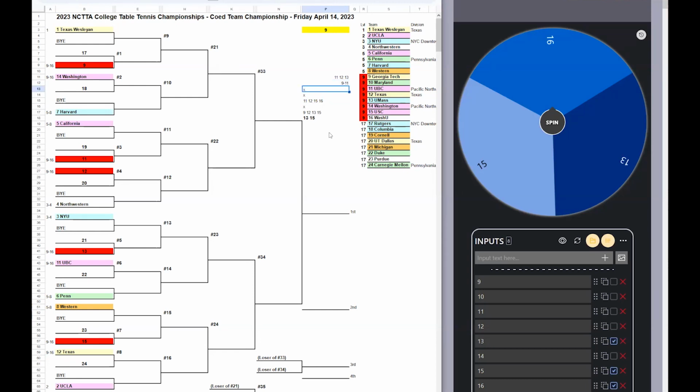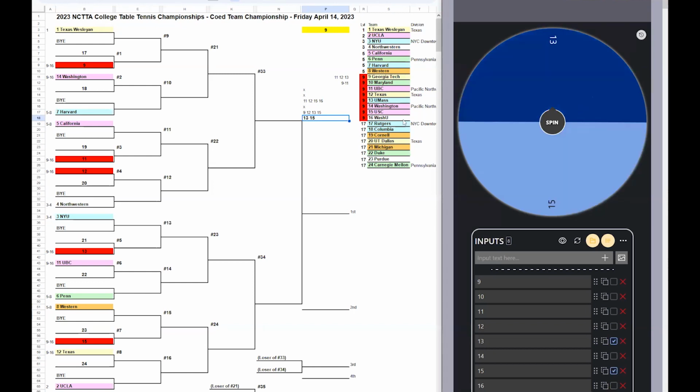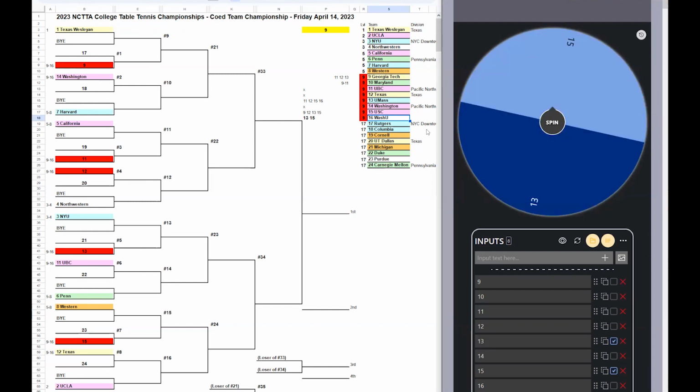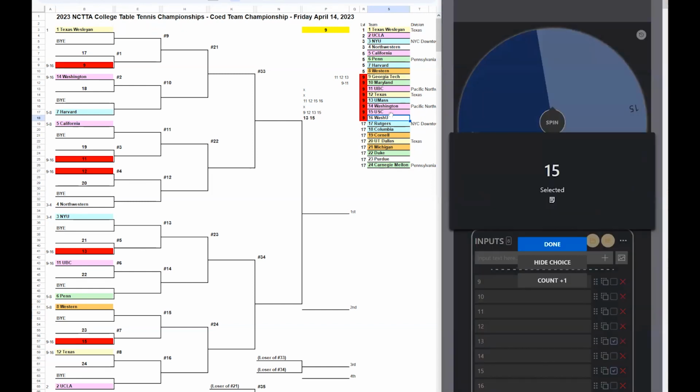Okay, there's still a fair number of spots for most teams. WashU has only 2 spots they can go into, so I'm going to draw them next. Drawing for WashU into 13 or 15. Okay. WashU is 15. There. They're done. 4 available spots, 4 teams left. That's good.